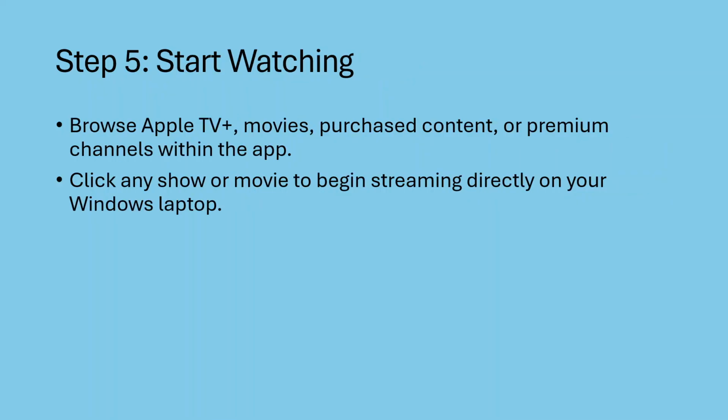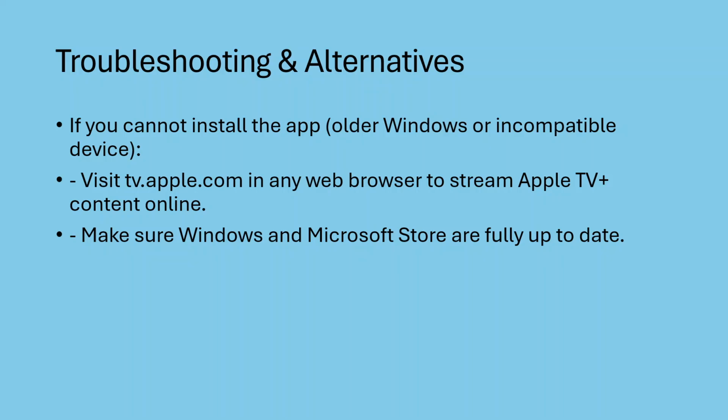Step 5. Start watching. Browse Apple TV Plus movies. Purchase content or premium channels within the app, and you can click any show or movie to begin streaming directly on your Windows laptop. Now I have some troubleshooting and alternatives for you.